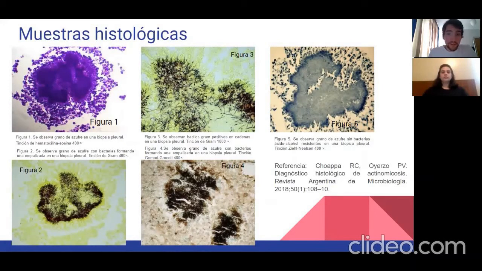In figure 4, we see a sulfur grain with bacteria, and the bacteria are observed forming a palisade in a pleural biopsy. Again, this is a Gomori-Grocott stain at 100x. And finally, in figure 5, we see a sulfur grain with non-acid-alcohol-resistant bacteria, also observed in a pleural biopsy. This is a Ziehl-Neelsen stain at 100x.